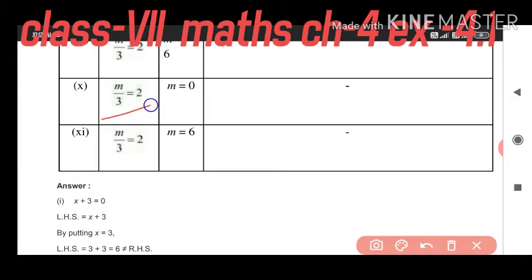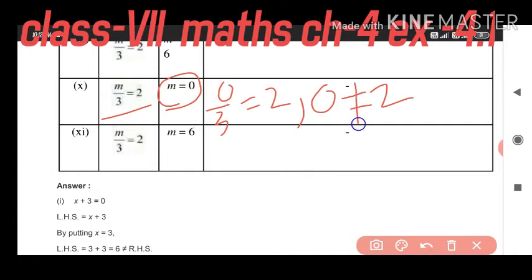M upon 3 is equal to 2, and the M value is 0. So what is the value of M? M means 0. 0 upon 3 is equal to 2. Now what is 0 divided by 3? 0. 0 divided by 3 is 0. Is 0 equal to 2 true now? No, isn't it? So 0 is not equal to 2. So here also you will write not satisfy. Not satisfy means no, you can write.